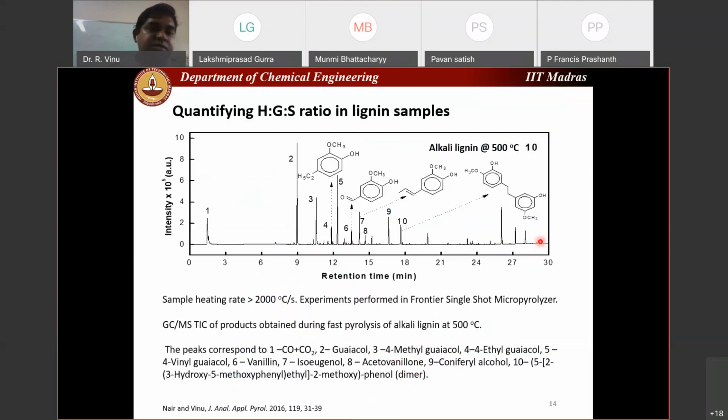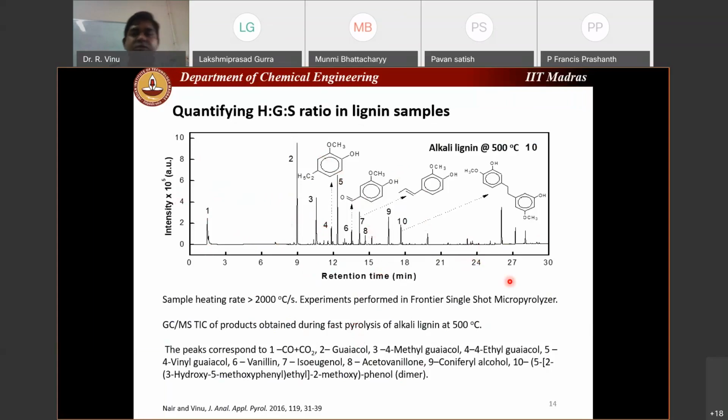So you do a Py-GC. This is an example of alkali lignin that is purchased from Sigma Aldrich. What you do is you take the material, simply pyrolyze it at 500 degrees C, and you get a typical product spectrum. This experiment was, by the way, performed in a Frontier single shot micropyrolyzer. Most of our works have been in that. And you get a lot of different peaks. You get a lot of low molecular weight compounds like CO, CO2, glycols, methyl glycols, and so on, right?